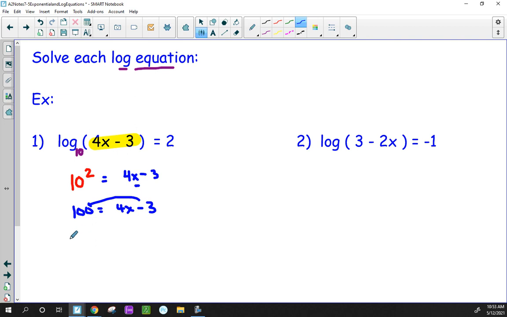I'm going to transpose my negative 3. So I'm going to end up getting 100 plus 3 is equal to 4x. Okay, so now I have 103 equals 4x. Solve for x, you're going to divide by 4.